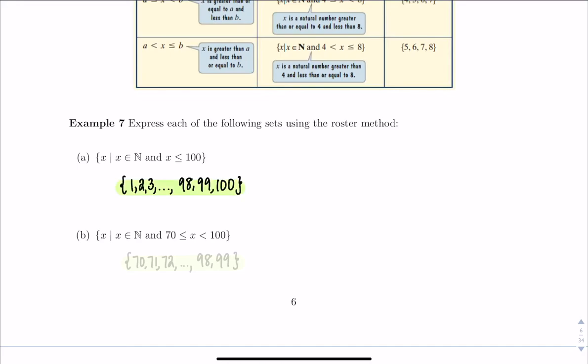The set of all x, such that x is in the natural numbers, and 70 is less than or equal to x, which is strictly less than 100. So we are starting at 70, and we keep going up. We got some ... and then we go to 98, and 99 would be the last number because it doesn't include that 100.